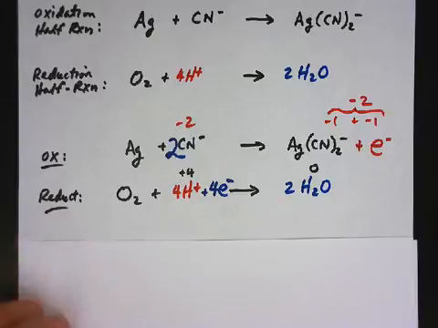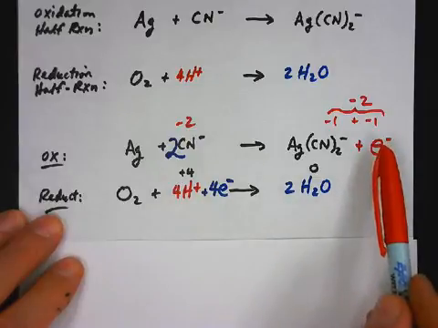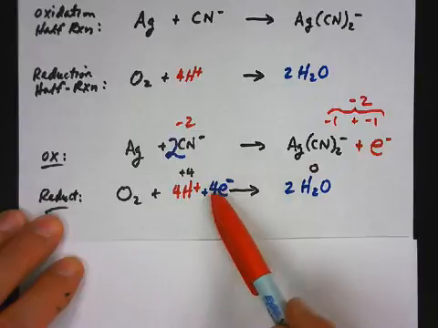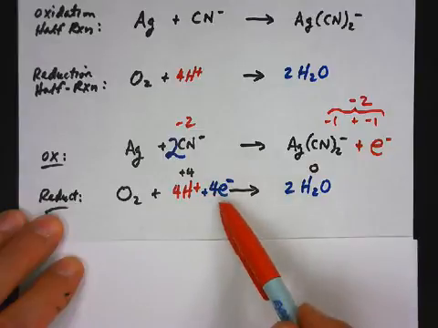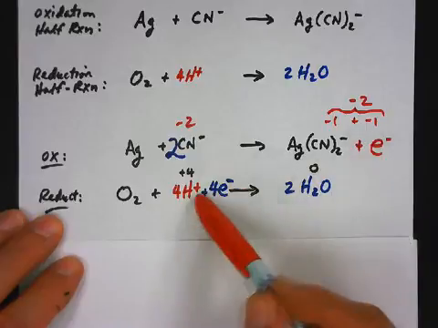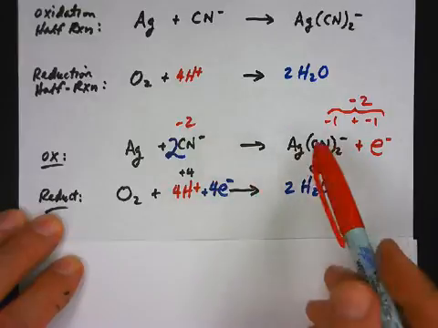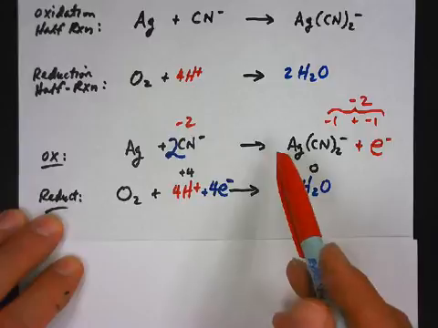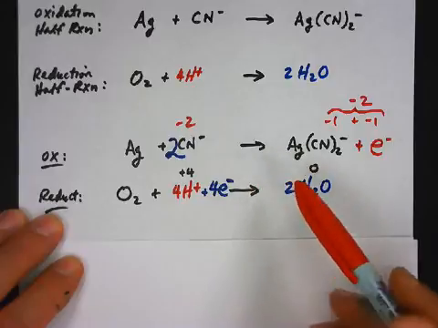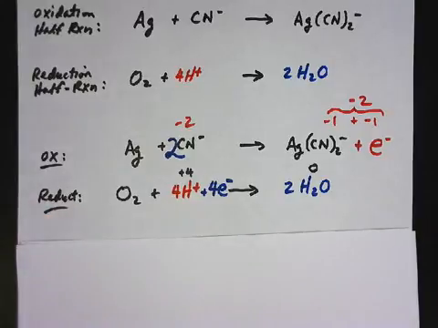What we need to do then is multiply the oxidation half reaction by how much in order to get the same number of electrons? Well, 4. We have 4 electrons in the reduction half reaction, and so we need to have 4 here. Sometimes, when you have unequal number of electrons, you have to actually multiply each one of these by some different number in order to reach a common multiple. But in this case, all we have to do is multiply that first reaction by 4. So let's do that.